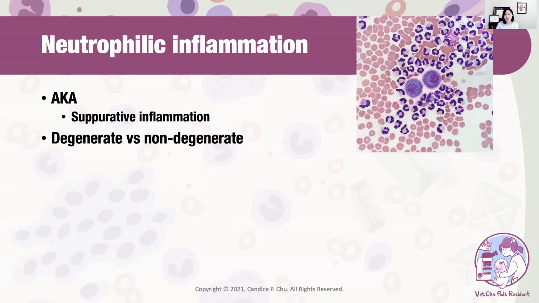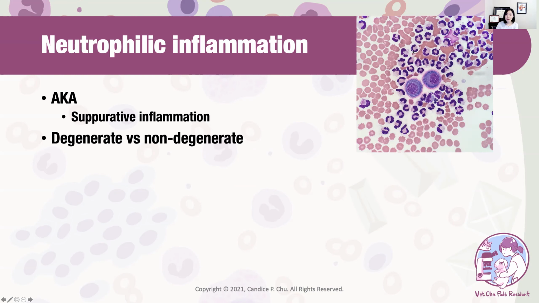So here I'm showing you an abdominal fluid from a horse. These two cells are mesothelial cells. They're perfectly normal and common to see in body fluid, so just ignore them, but you can see a bunch of neutrophils in the background. So my question is, are these neutrophils degenerate or non-degenerate?